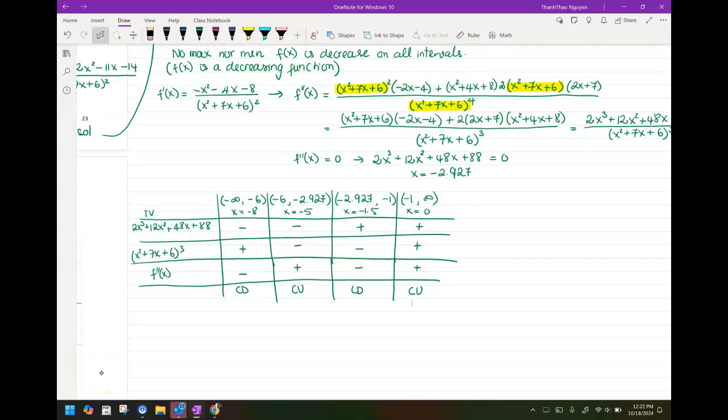This means we have an inflection point at x equals negative 2.927, and y is the value of f of negative 2.927, and this is 0.157. So let's collect all this information and put it onto our graph.